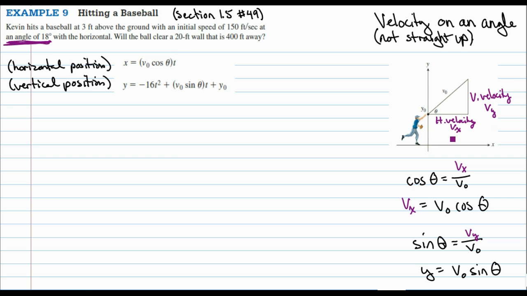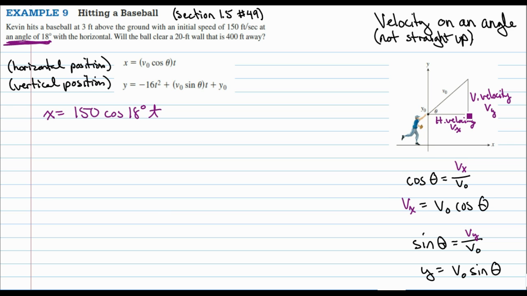So if we look at Kevin's triangle of throwing a ball, he throws the ball at an angle, and his horizontal rate is part of the cosine of that angle. So the cosine of theta equals the adjacent rate over the hypotenuse rate, the horizontal velocity over the angled velocity. So our horizontal velocity equals his initial velocity times the cosine of theta. In our situation, x is going to equal the initial velocity, 150, times the cosine of the angle 18 degrees, times t.